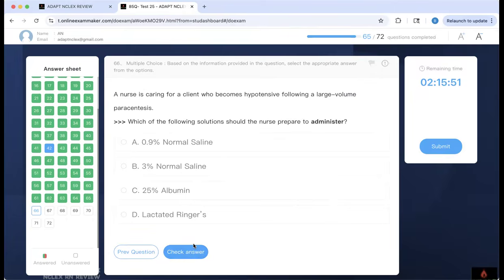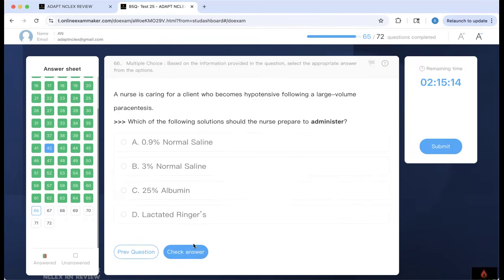And this: a nurse is caring for a client who became hypotensive following a large volume paracentesis. You remove fluid from the abdomen during paracentesis. Which of the following solutions should the nurse administer? Fluid and electrolyte problem, right? So normal saline, 3% normal saline, 25% albumin, lactated Ringer's. Which one is good when you have paracentesis and you are hypotensive? This is a risk reduction question, very important, but it's a fluid management question you have to know. After you remove fluid during paracentesis and the patient is sick, what fluid do you give them?